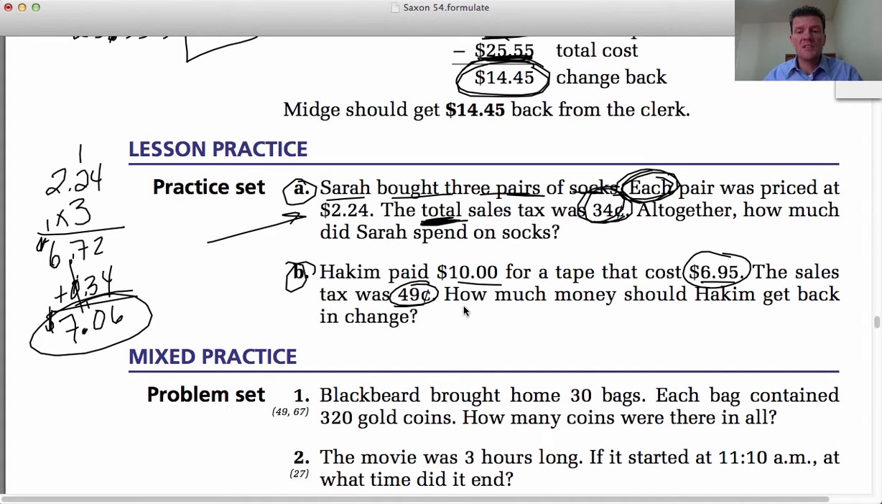So in this case, it is the $6.95 plus the 49 cents. We're going to add those together to find out his total cost. 5 and 9 is 14, carry the 1, 9 and 1 is 10, and plus the 4 is 14, carry the 1, and I get $7.44. This is the amount that he owes. Now we have to figure out how much money should he get back.